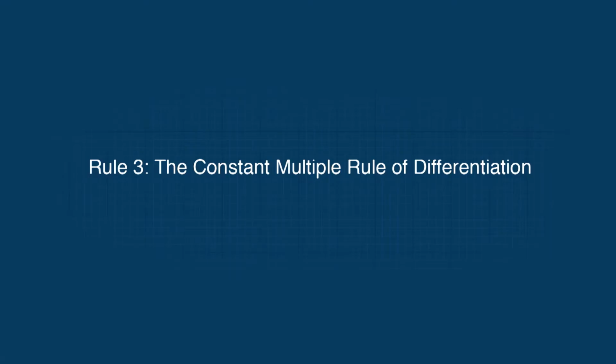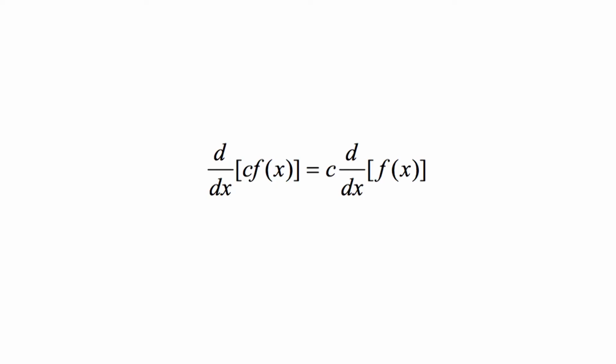The next rule says that when a differentiable function is multiplied by a constant, its derivative is multiplied by the same constant. Rule 3, the constant multiple rule of differentiation. If f is a differentiable function of x and c is a constant, then d upon dx of c times f of x equal to c times d upon dx of f of x. We prove this as follows.